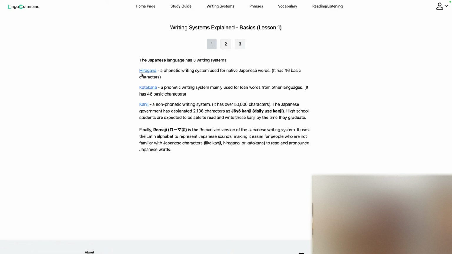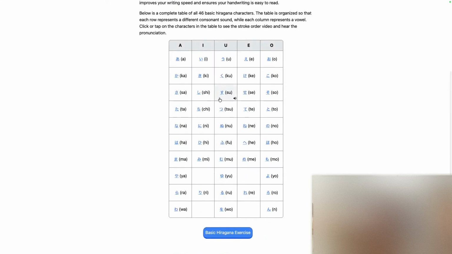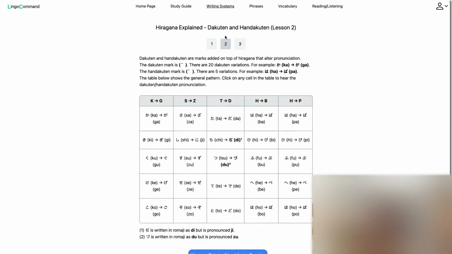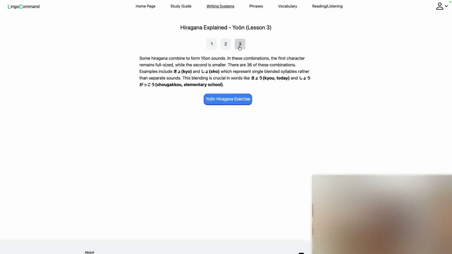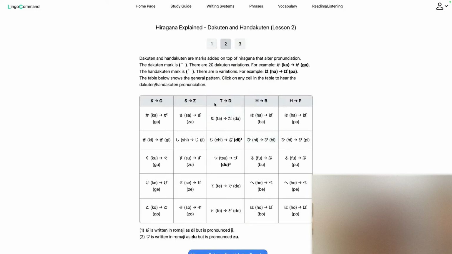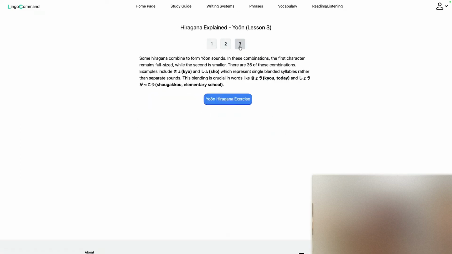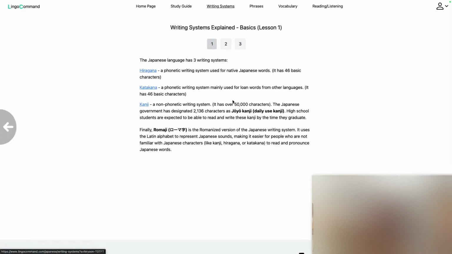So Japanese has 3 writing systems: hiragana, katakana, and kanji. This is a phonetic writing system that I was studying yesterday and the day before. 46 characters for the basic alphabet, and then you've got some other variations, 25 dakuten and handakuten variations, and 36 yoon combinations. In any case, this part is covered, and let's talk about katakana.